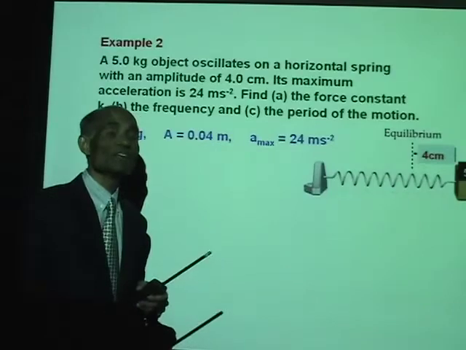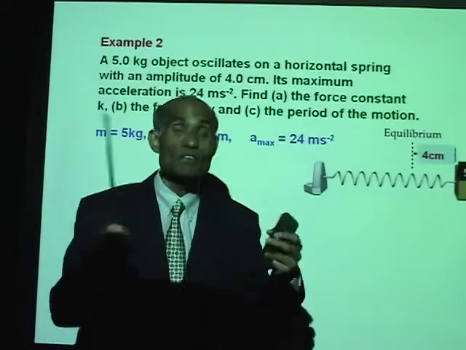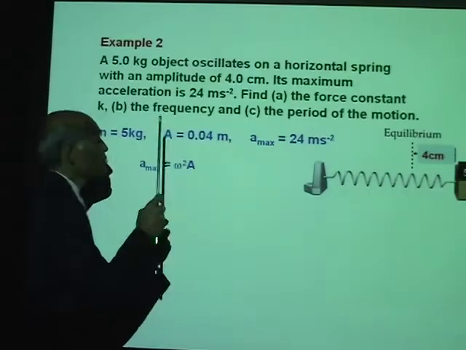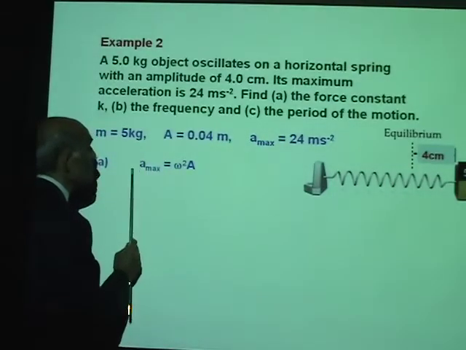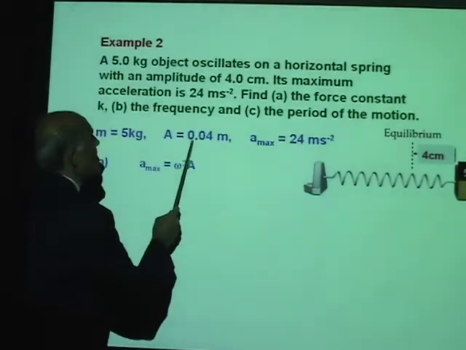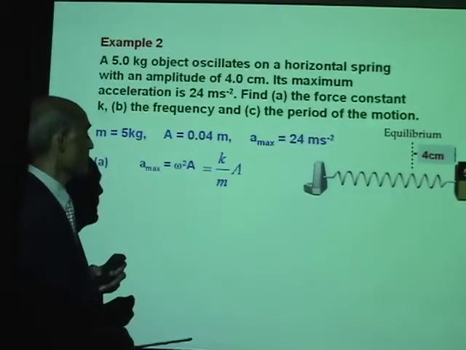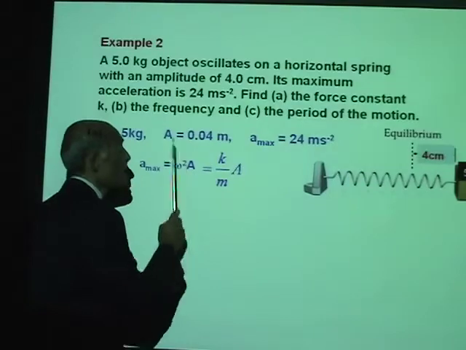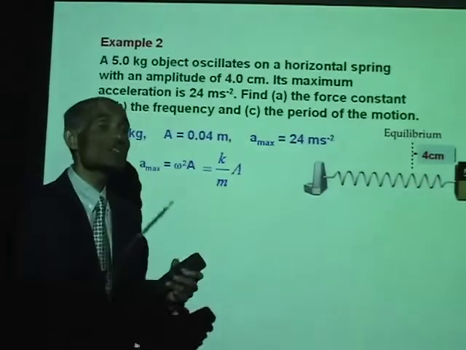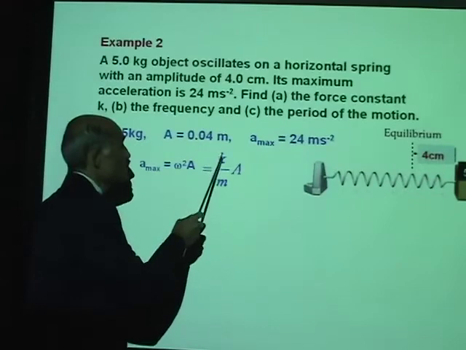So obviously, if you want to find the force constant, first we need to obtain omega, the angular frequency. Then you got A max equal to omega squared A. You know the value of A max, which is 24 meters per second squared. You know the value of amplitude, 0.04 meter. Therefore, you can calculate omega squared. And omega squared, you should know, is K over M. Omega is the square root of K over M. Therefore, omega squared is K over M.